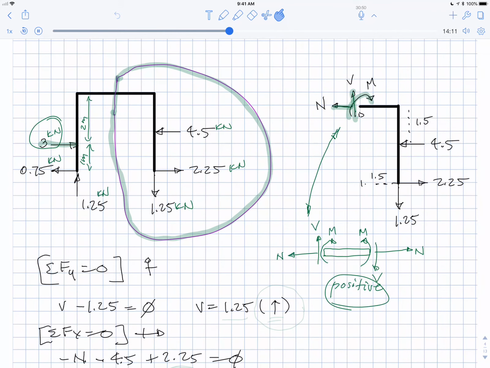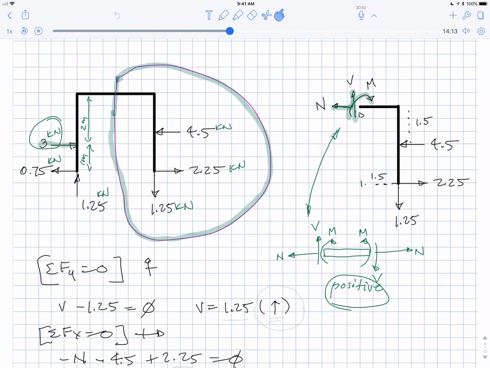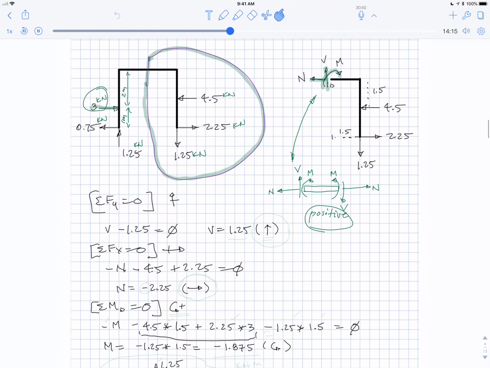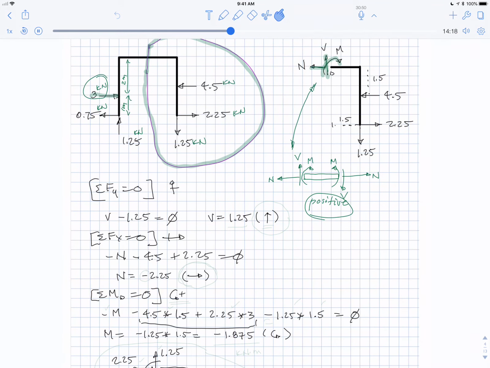Then I calculated sum Fy is 0. So V going up, 1.25 going down equals 0. V was positive 1.25 as drawn. I need to see this arrow. Okay. In fact, I'm going to ask you to redraw everything on a picture. There was quite a bit of discussion about this one.